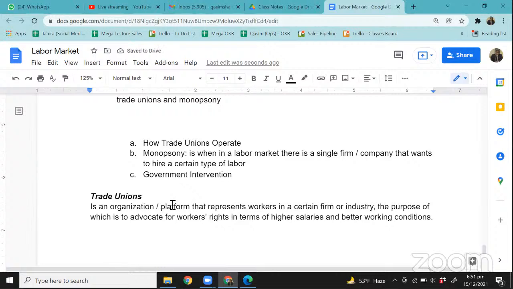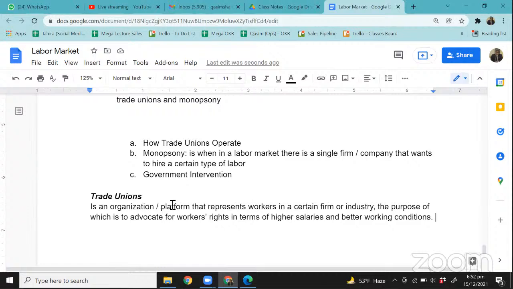Now, have a look at this, right? So what is a trade union? A trade union is an organization or a platform that represents workers in a certain firm or industry, the purpose of which is to advocate for workers' rights in terms of higher salaries and better working conditions, right? So workers working in a certain company or in a certain industry will form a trade union, and they all become part of it, right?